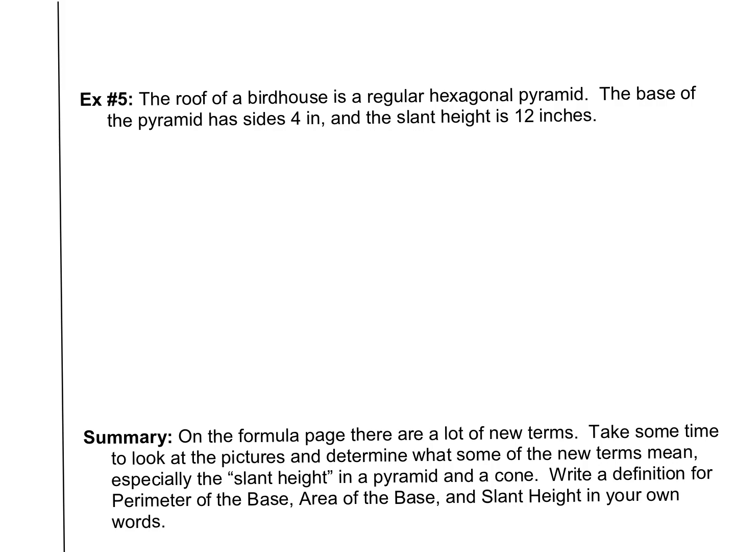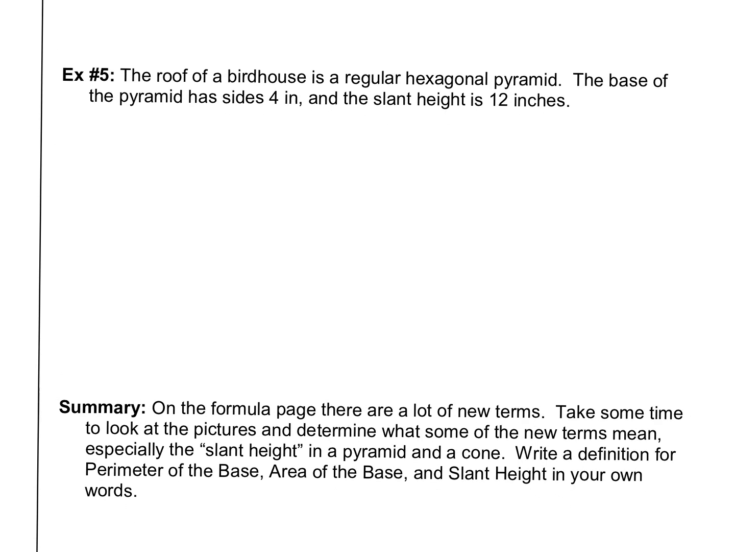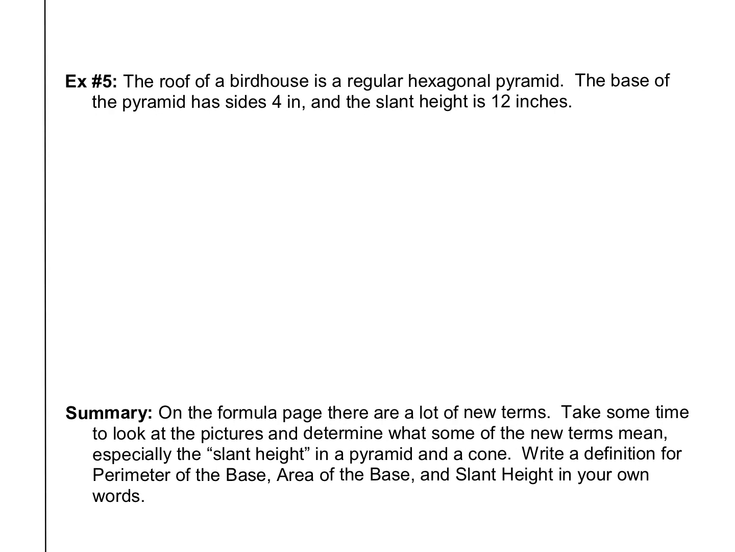All right, last example here. The roof of a birdhouse is a regular hexagonal pyramid. The base of the pyramid has 4 sides and the slant height is 12 inches. Hexagonal pyramid, what does that mean? Well, it means we have a hexagon as a base, and then we have 6 triangular sides, the faces. And it says the base of the pyramid has sides that are 4 inches. So these are all 4 inches, and we could say these are all the same. And the slant height is 12 inches.